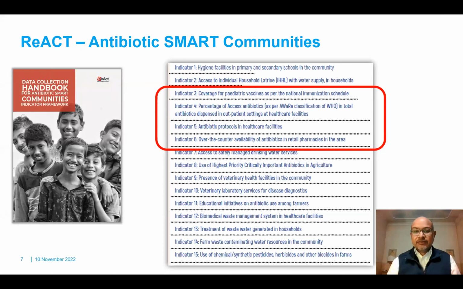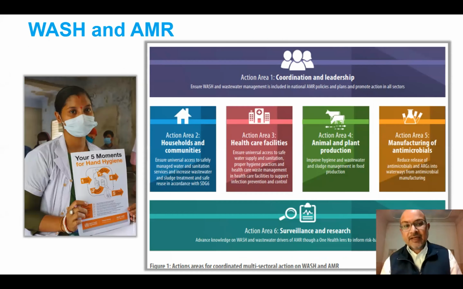For example, in terms of water sanitation and AMR, there was a technical brief developed by WHO along with UNEP and FAO and WOAH. And here, action area 2, as you can see in the slide, clearly highlights households and communities and the role they should be playing as well. What are some critical areas that should be addressed? And this is very well captured in ReAct's book. And also in other action areas like healthcare facilities and animal and plant production and manufacturing. Once again, ReAct's handbook and the data book really highlights some of these indicators.